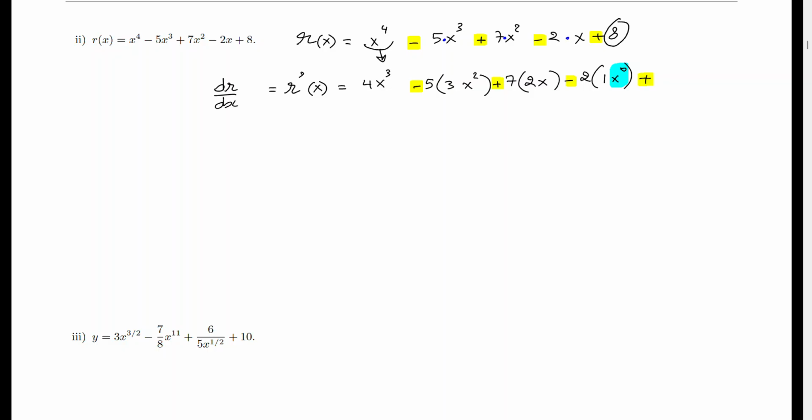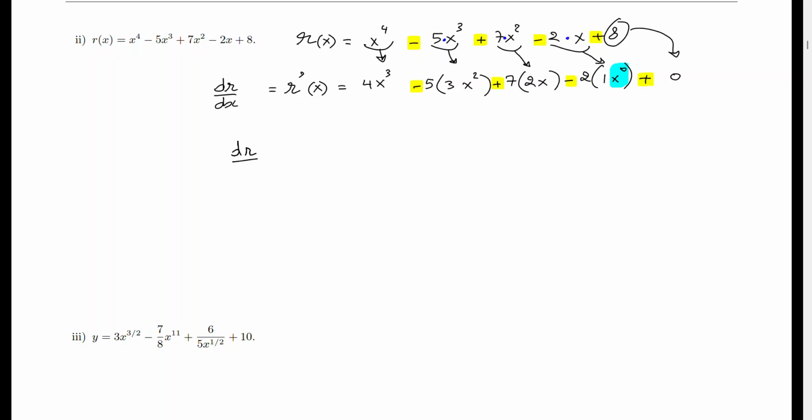Finally, there's an 8 at the end, and the derivative of 8 is 0 in this case because 8 does not have a variable. It's just a constant all by itself, so it gets derived to 0. And as you can see, we have now the derivative of all the terms that we want, and so we'll just write a clean version of the answer.